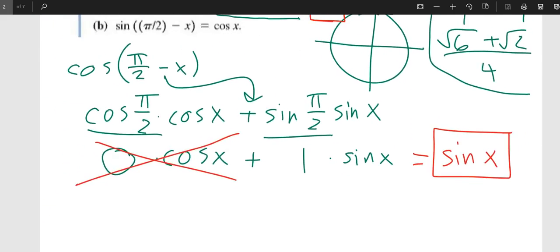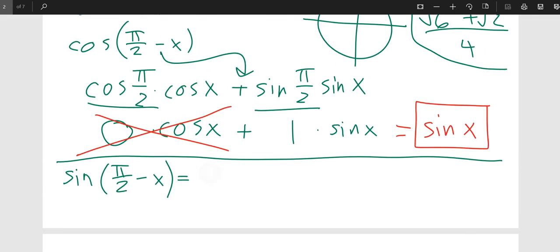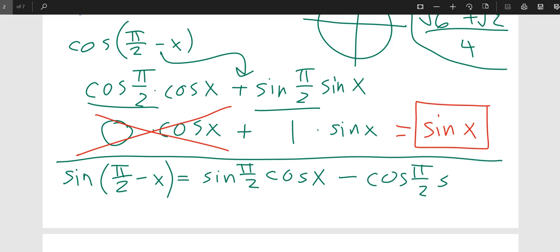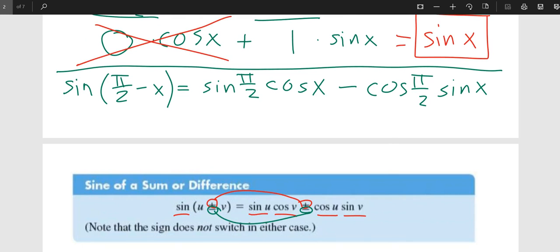Okay, let's go back to that example. See if we can squeeze it in the blank space right down here. Sine of pi over 2 minus x. So if we do the formula, what came first? All right, so sine pi over 2 times cosine of x minus cosine pi over 2 sine of x. All I'm doing is using that formula at the bottom, using my pi over 2 for u, using my x for v, keeping the same sign in the middle.